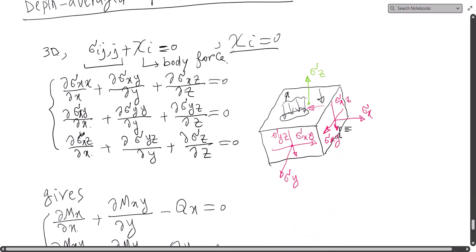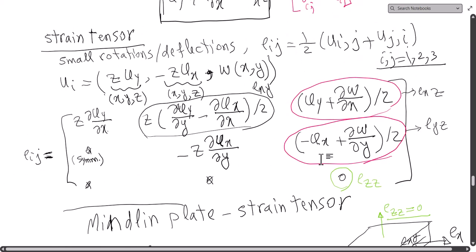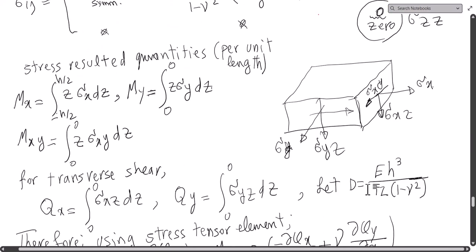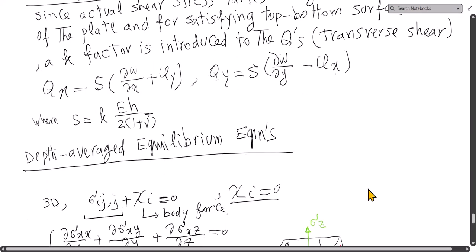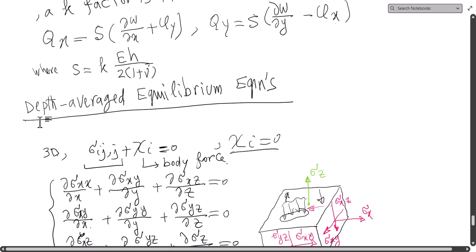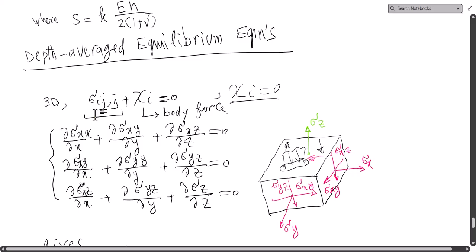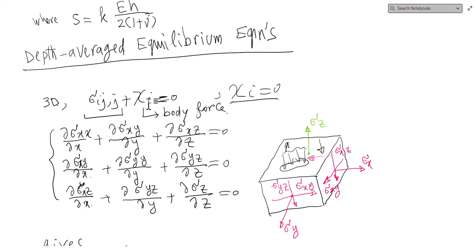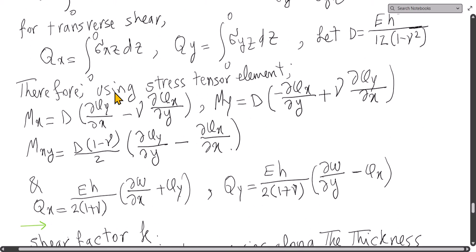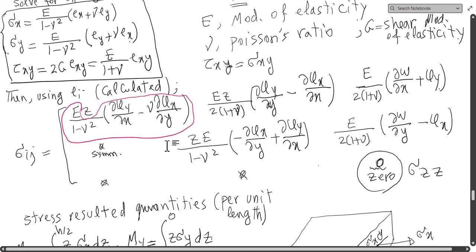Now, because of the result of our kinematics assumption, we got strain in the z direction 0, and also the stress in the z direction 0. We have to come here and do an average equilibrium equation. If you recall, the three-dimensional elasticity equilibrium is the equation that the stresses we calculated should satisfy. These stresses are based on some assumptions.